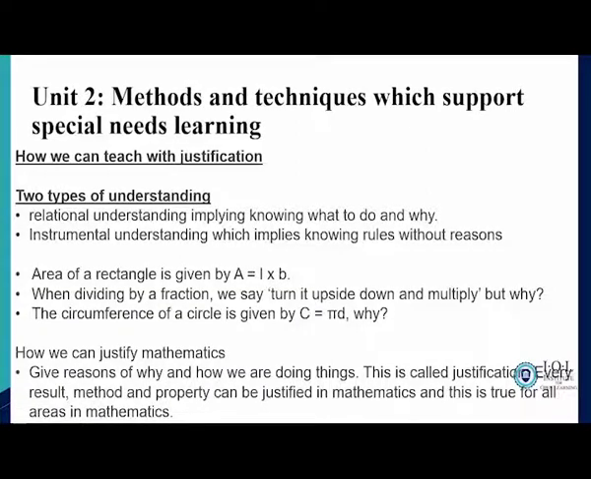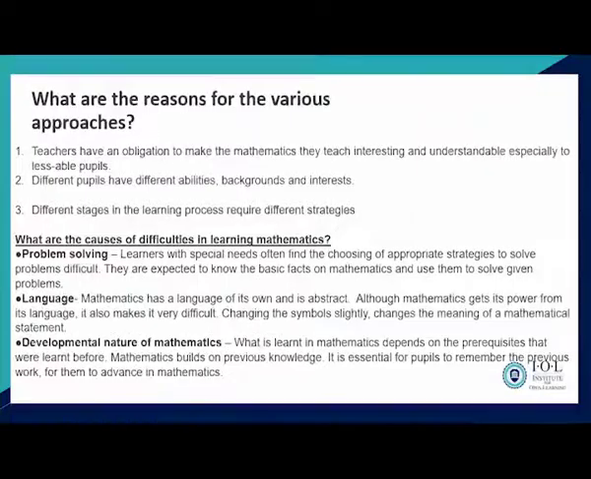The circumference of the circle is pi times diameter. As to why, we don't. All these are instrumental understanding. They have no reason. But if you justify mathematics, if you give a reason why, then mathematics will become so real, and learners will be able to know the reason why they are learning mathematics. Okay? Then what are the reasons for using different approaches?